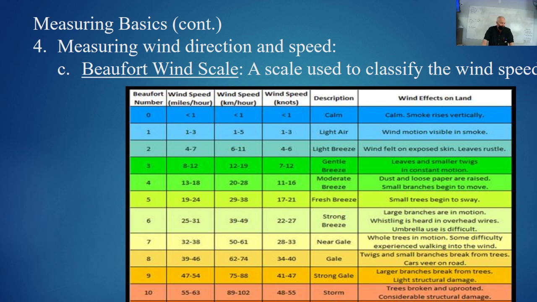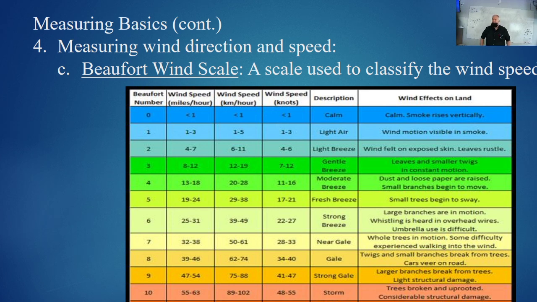Scale of 11, 64 to 72. Widespread damage to structure and vegetation. Then your 12 scale, 75 plus. What happens at 75? You have a hurricane. Considerable and widespread damage to structures and vegetation. Violence of wind going on.